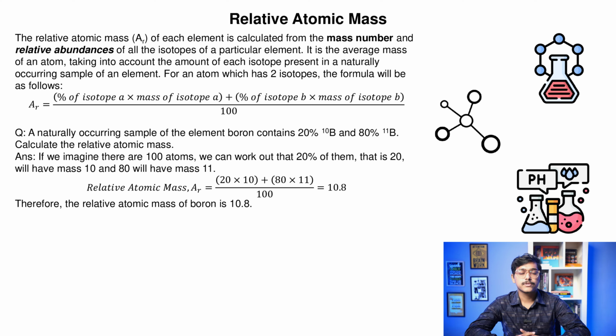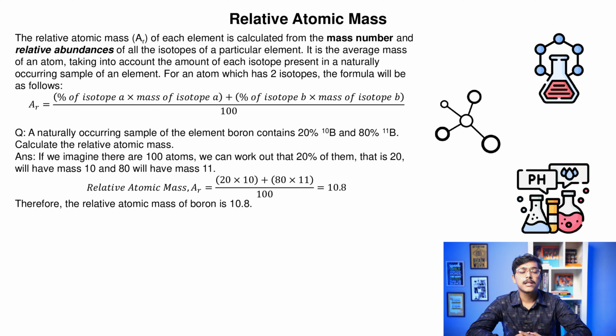Now, let us solve some problems regarding relative atomic mass. The question says, a naturally occurring sample of the element boron contains 20% of boron with an atomic mass of 10 and 80% of an isotope of boron with an atomic mass of 11. Calculate the relative atomic mass.